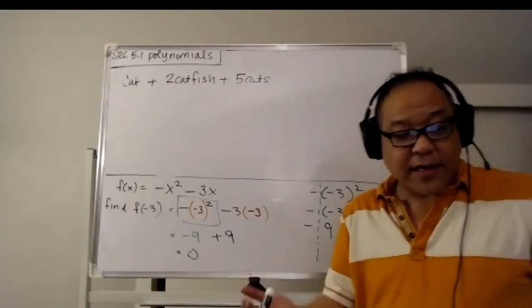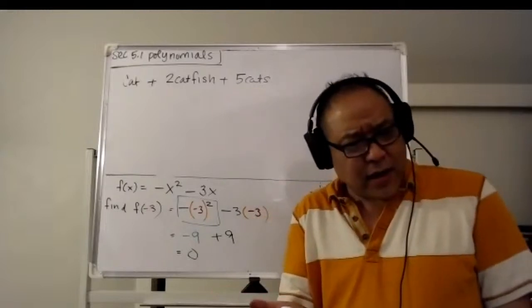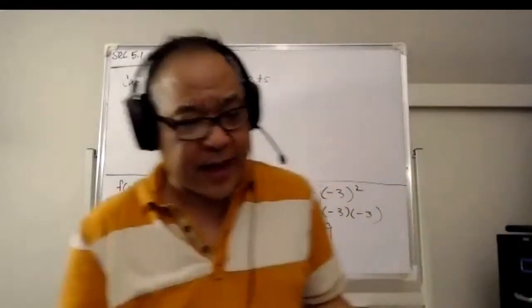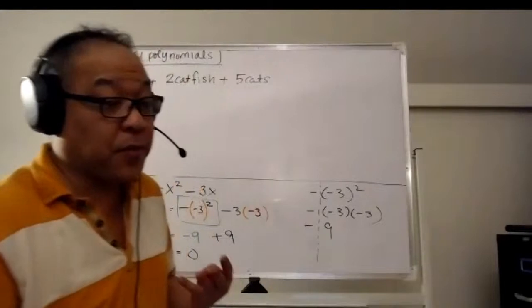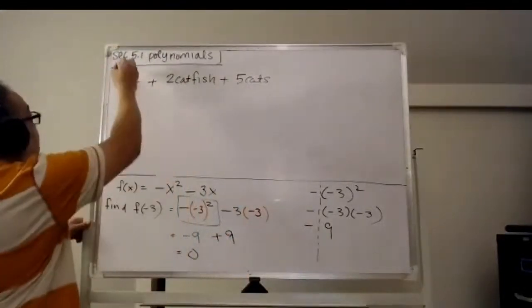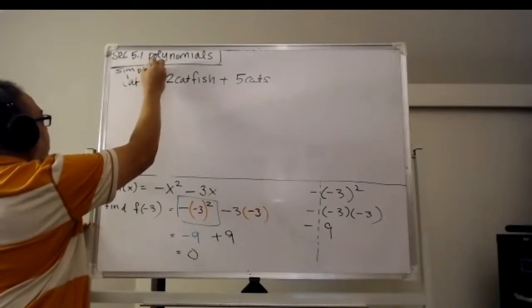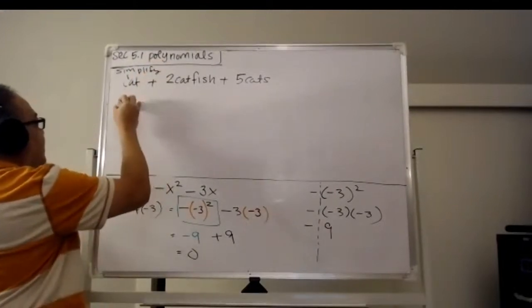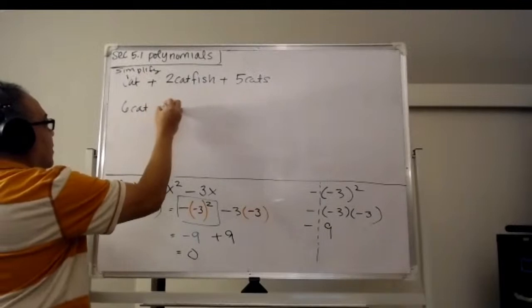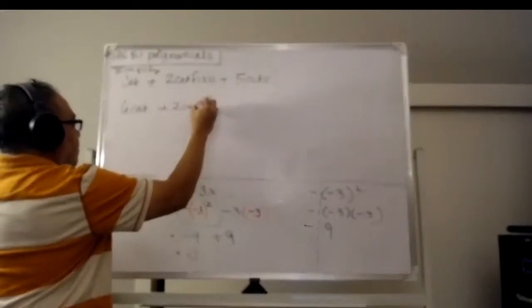And then the second thing is, why did you say it that way? Isn't there an easier way of saying it? Could you say it in a more simple way? And you go like, yeah. If I ask you to say this in a simple way, you would say, I have 6 cats plus 2 catfish.